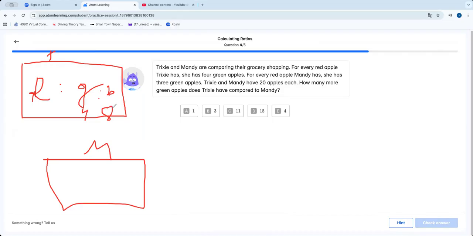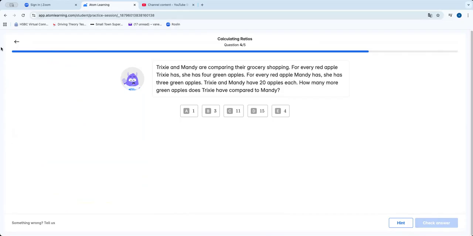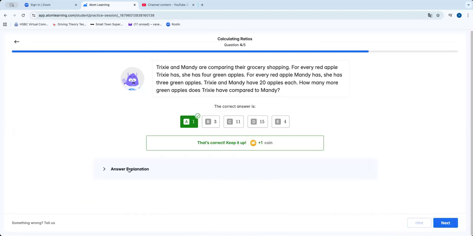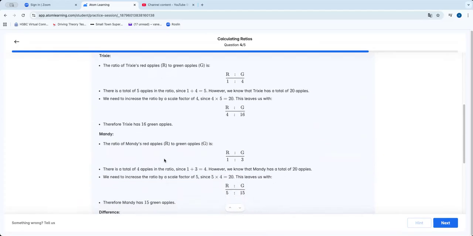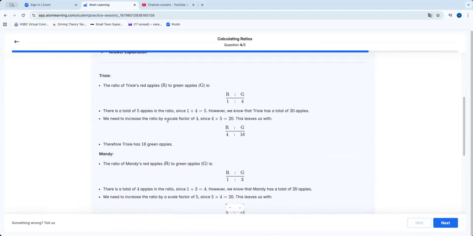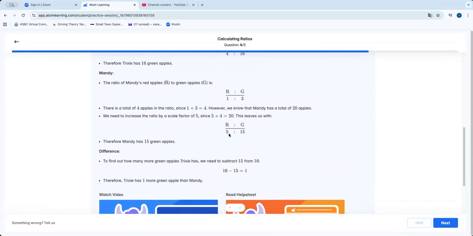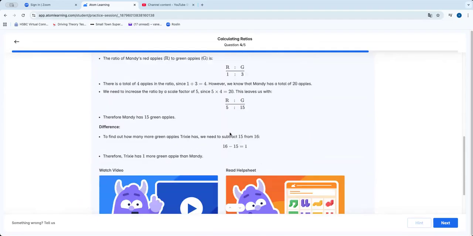Oh no, no, no. Sorry. 20 is gonna go here. Wait, sorry. In this case, if she has red to green, so R to G, she has 20 apples each. So we would estimate that that would be 5 times 4, and then she has 4. So that means I'm gonna say it's gonna be 1. And that's correct. And here's the answer explanation if anybody needs it. They used a little bit complicated method, but I used an easy one. Easily. And now I'll move on to the next question.